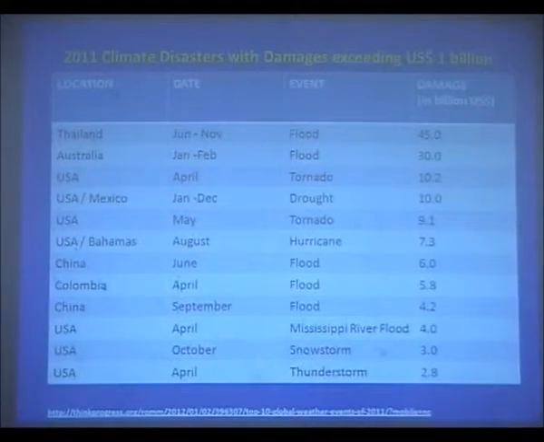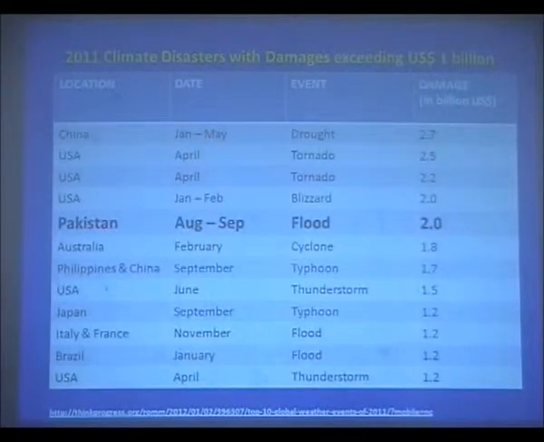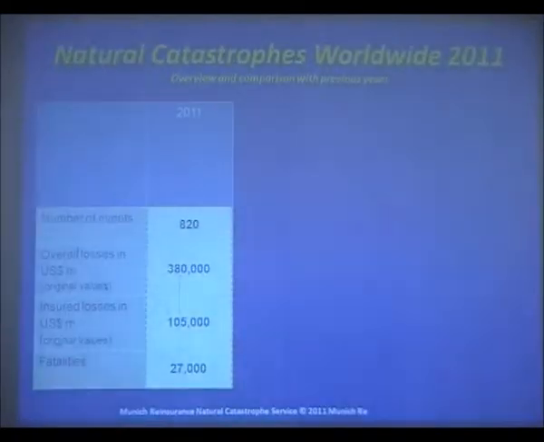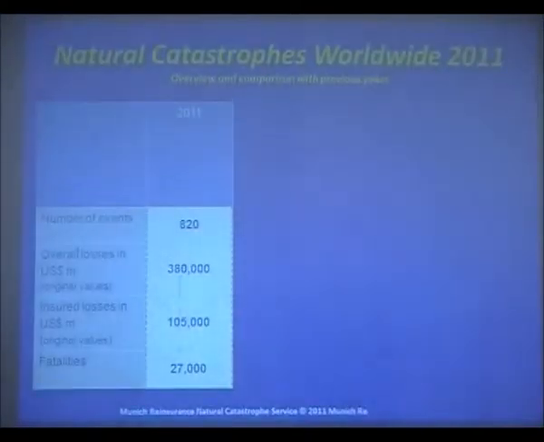All right, and then you can just keep on going down, and you can see that each event causes anywhere from $2 to $3 billion. Next slide. You can see that the flood in Pakistan caused about $2 billion worth of damage in 2011. Next slide. This is a report generated by Munich Reinsurance.